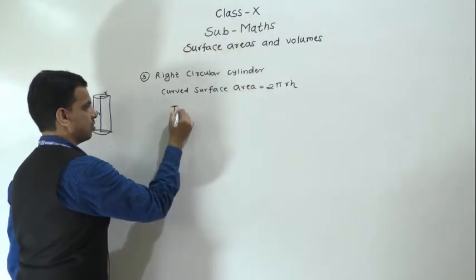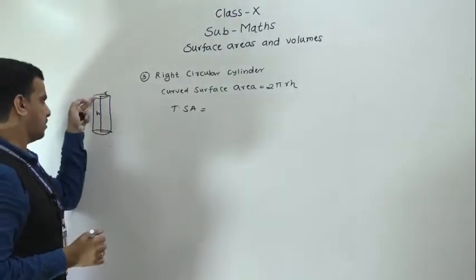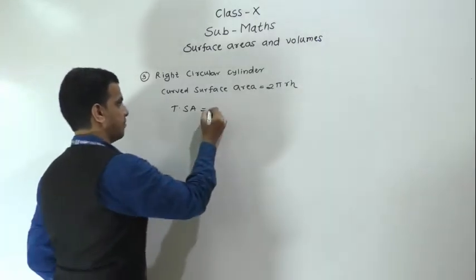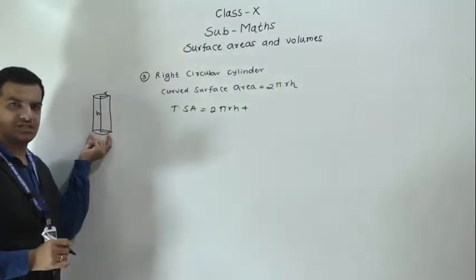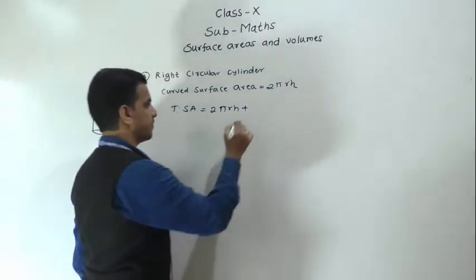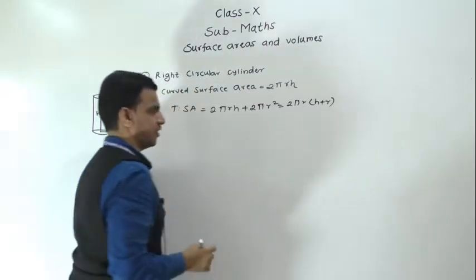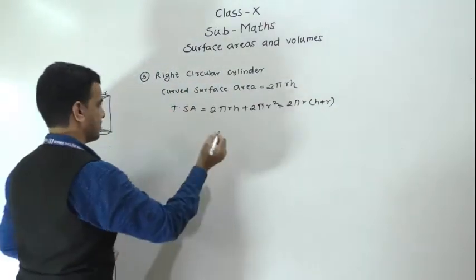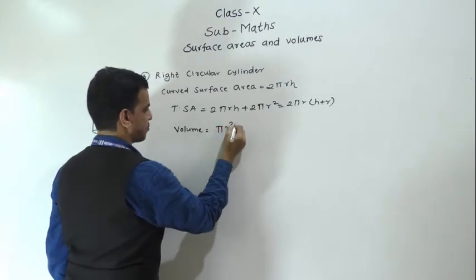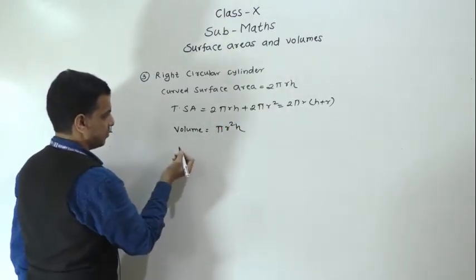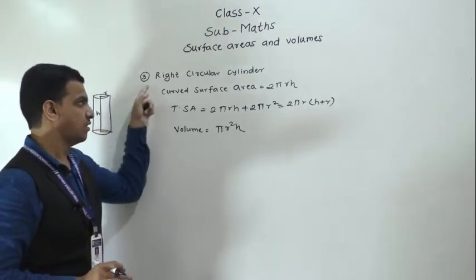Then total surface area TSA, we have to add the two circular bases, that is 2 pi r h plus the area of two circular bases. The area of one circle is pi r square, so pi r square plus pi r square means 2 pi r square. If we take 2 pi r common, what remains? h plus r, so we can write 2 pi r (r plus h). So this is TSA. Then volume is equal to pi r square h. So these three formulas are applicable for right circular cylinder.